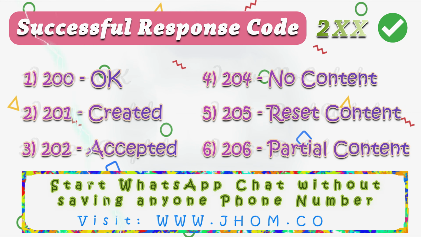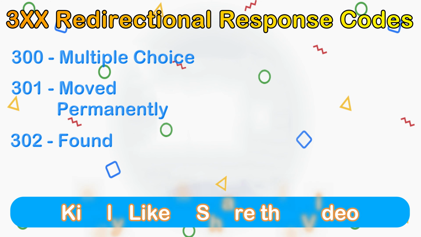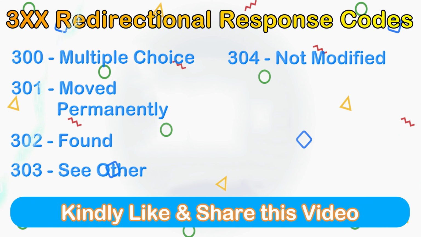Next, 301 tells that the URL of the requested resource has been changed permanently. The new URL may be given in the response. The 302 response code means that the URL of the requested resource has been changed temporarily. Further changes in the URL might be made in the future. Therefore, this same URL should be used by the client in future requests. 303: the server sends this response to direct the client to get the requested resource at another URL with a GET request. 304 is used for caching purposes. It tells the client that the response has not been modified, so the client can continue to use the same cached version of the response.